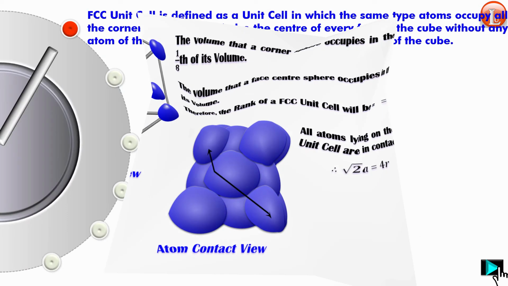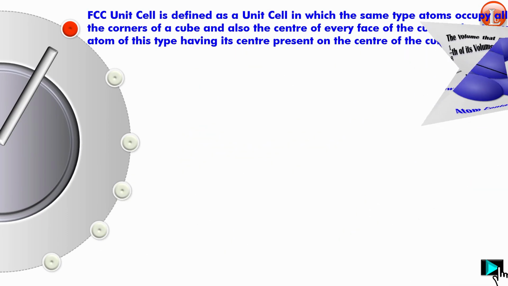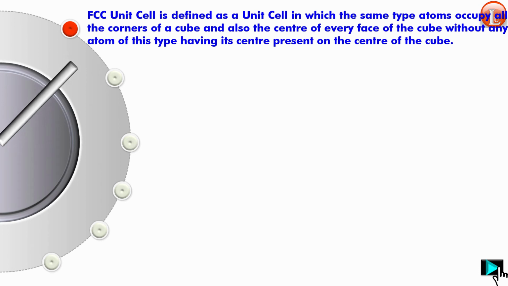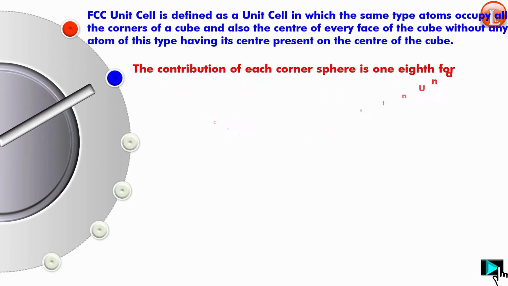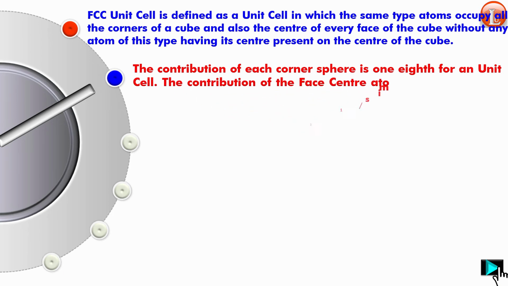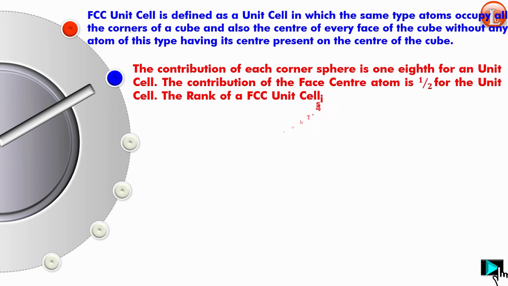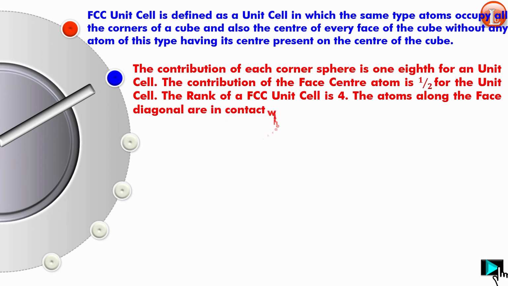They are in contact, and that is root 2a is 4R. So let's go back to the slide master. And it says the same thing. The contribution of each corner sphere is 1/8 of a unit cell. The contribution of the face center is 1/2. Rank is 4. Root 2a is 4R.